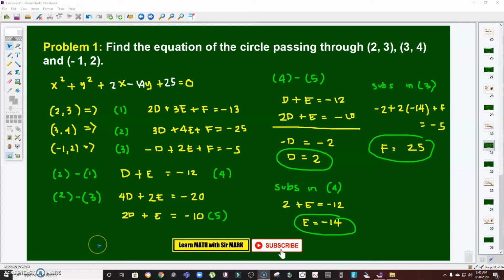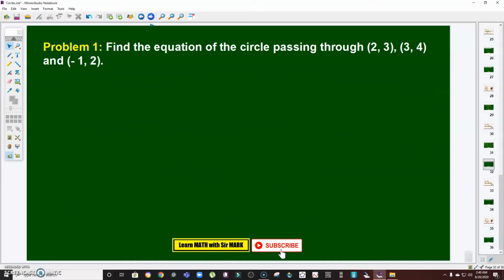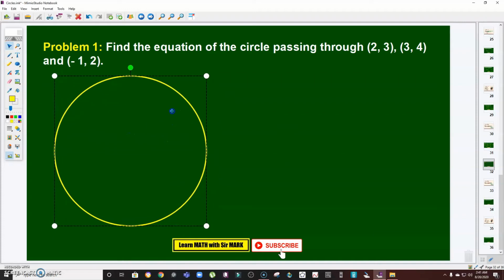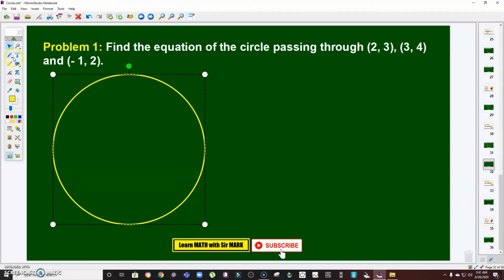Actually, there's an alternative way how to solve this type of problem. So, I'm going to teach you that also. So, same problem, find the equation of the circle passing these 3 points. Okay, so let me create a circle. Kunyari ito. Alright? There you go. Next. Suppose I'm going to plot these 3 points. So, estimate ko lang. Kunyari, ito yung point 2, 3. Suppose this is the point 2, 3, while this one is the point 3, 4.